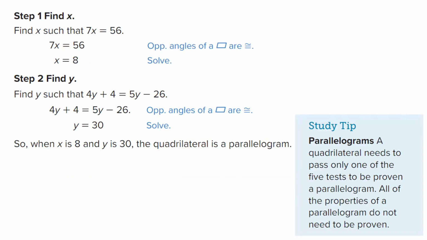So that's what you see here. x is 8 and y is 30. When x is 8 and y is 30, the quadrilateral is a parallelogram because that is when the opposite angles are congruent.